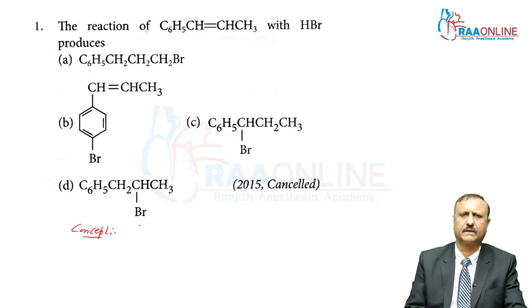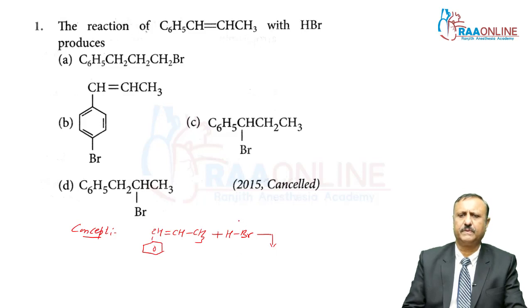You can see here the reaction. Here C6H5CH=CHCH3, you can write in this way: C6H5, then CH, this is the double bond, CH, and here CH3. Here, my dear students, when you add this HBr, what is the product?